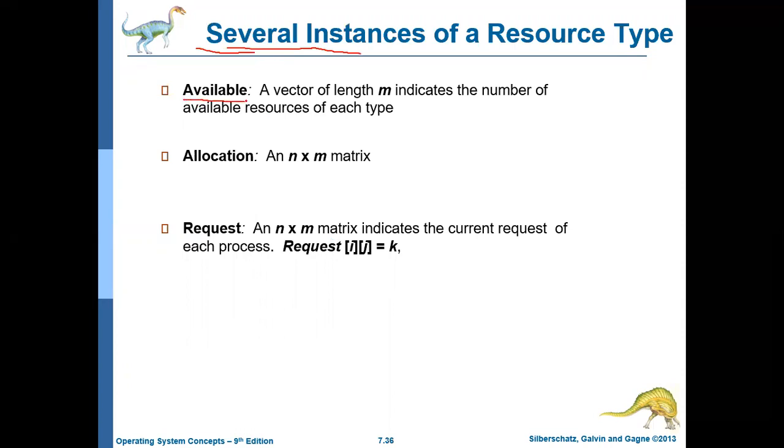There is a vector Available which says how many resources are currently available. It is very similar to what we used in the banker's algorithm. If Available of j is equal to k, then it means that currently k instances of resource j are available. So basically this is a vector of length m which indicates the number of available resources of each type.